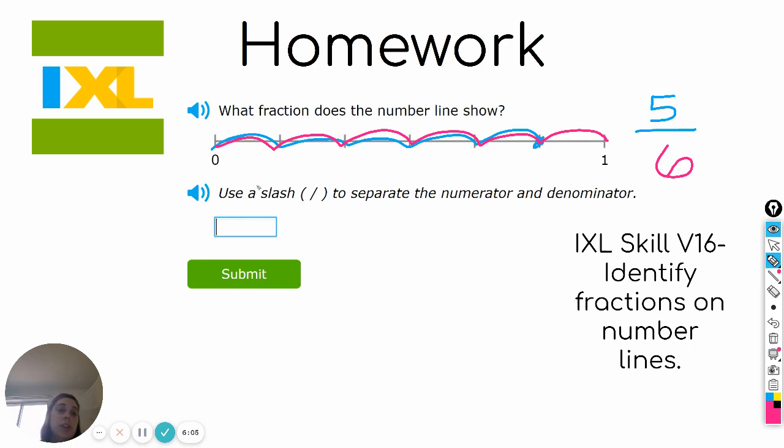Now here's where it's just a little more complicated. You have to use the slash on your keyboard to separate the numerator and denominator. So when you actually type that in on the computer in the answer box, it's going to be 5/6, and that represents our 5/6. Go ahead and begin.